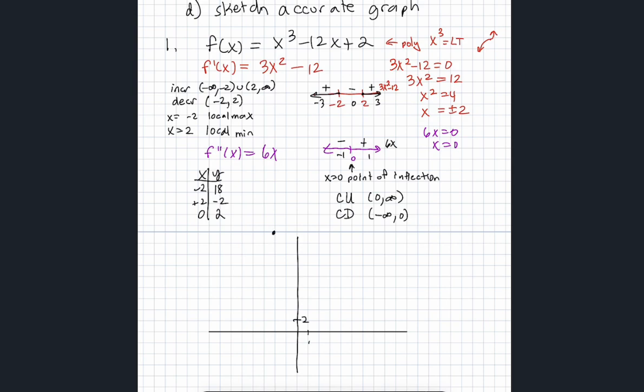Now remember, that is a local max. At +2, we are at -2. That is a local min. At 0, we are at 2. That is a change in concavity. Now, let's put the pieces together.